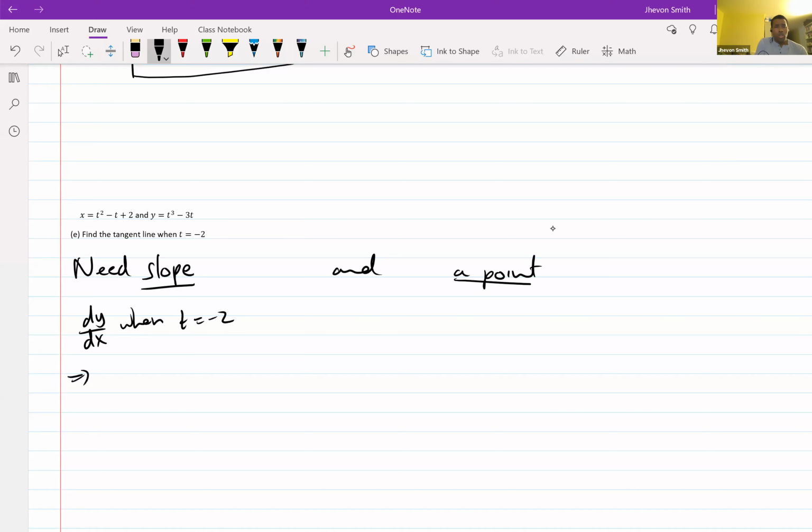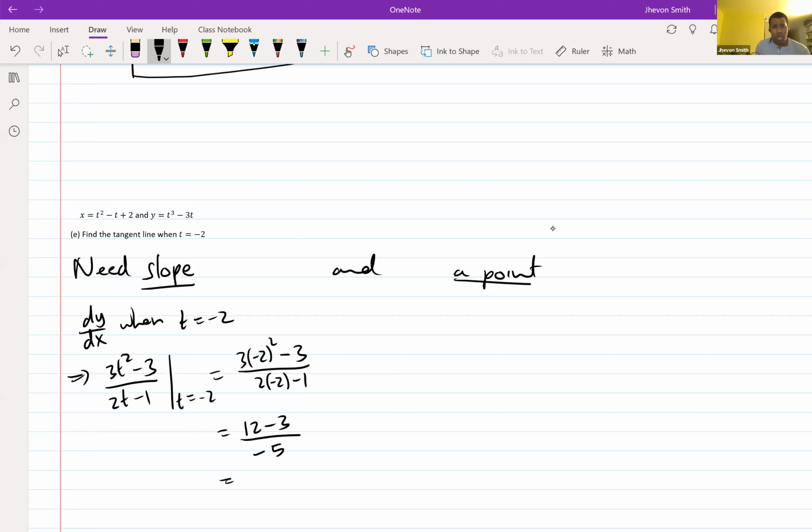So we want the dy dx when t equals -2. This means we're looking for 3t squared minus 3 over 2t minus 1 when our t equals -2. This is 3 times -2 squared minus 3 over 2 times -2 minus 1. That is 12 minus 3 on top, and this is -5 on the bottom. And so this is -9 over 5. That's our slope.